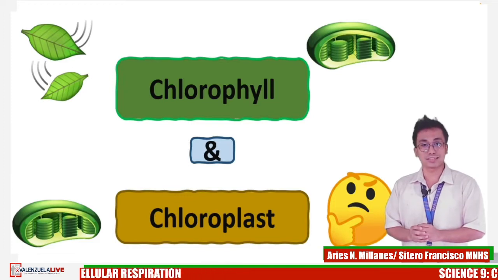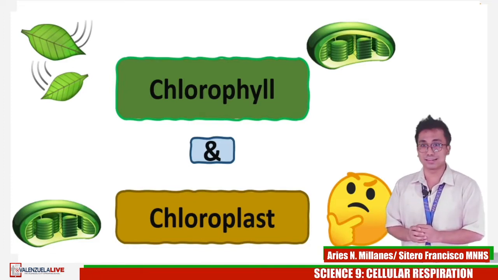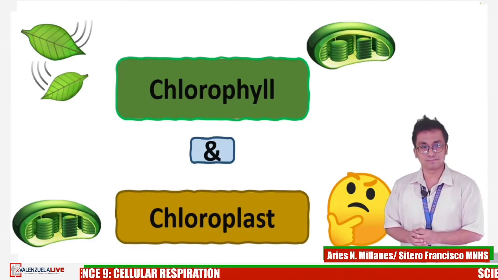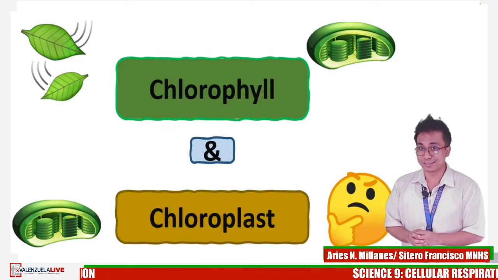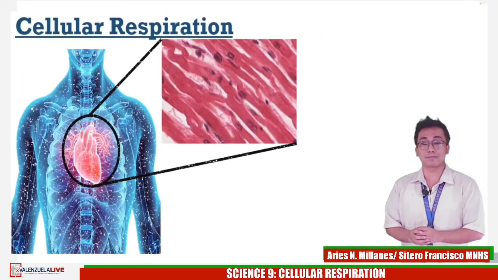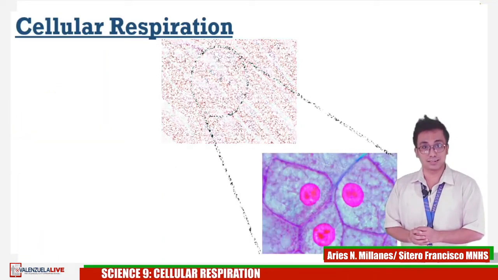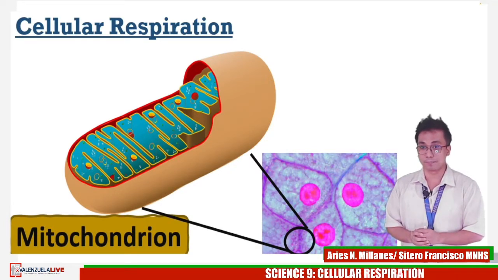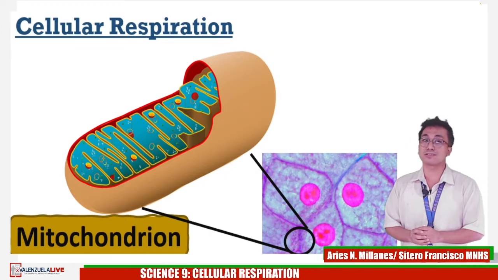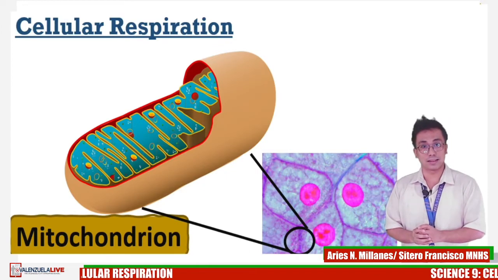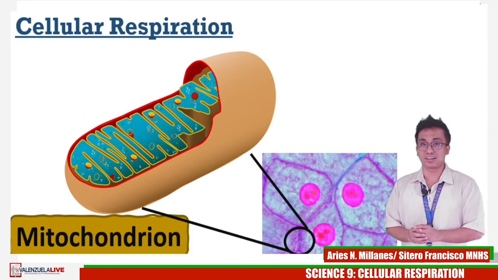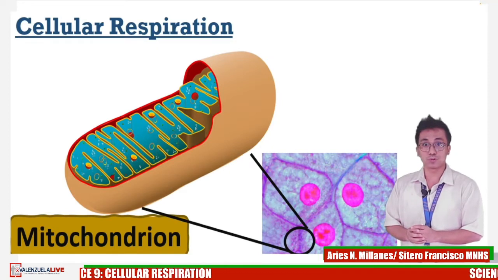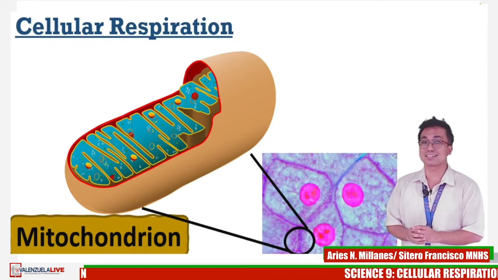If photosynthesis in plants happens in this organelle, how about in animal cells? Very good. It happens in a specific organelle located in our cells called mitochondria, or mitochondrion in singular form. This organelle is also known as the powerhouse of the cell because it creates or generates ATP or adenosine triphosphate, which is the energy currency inside our cell.